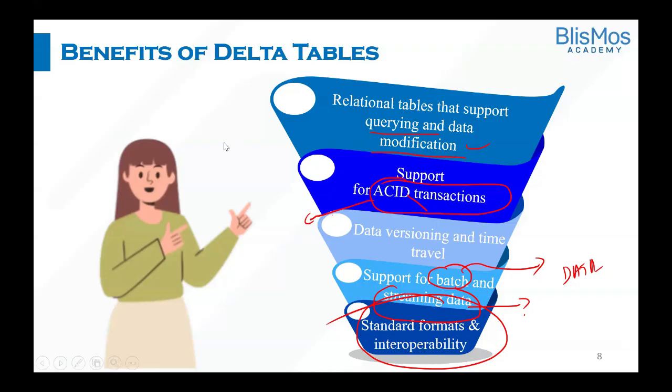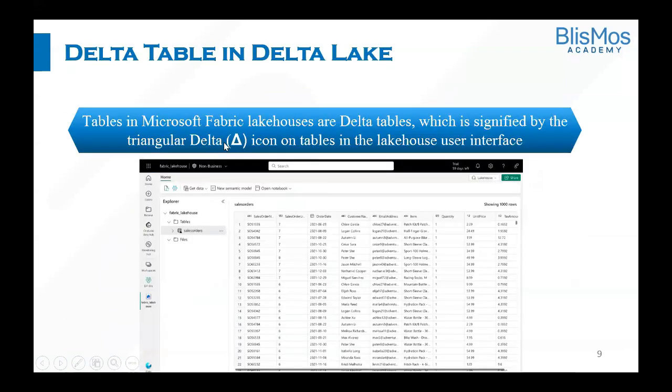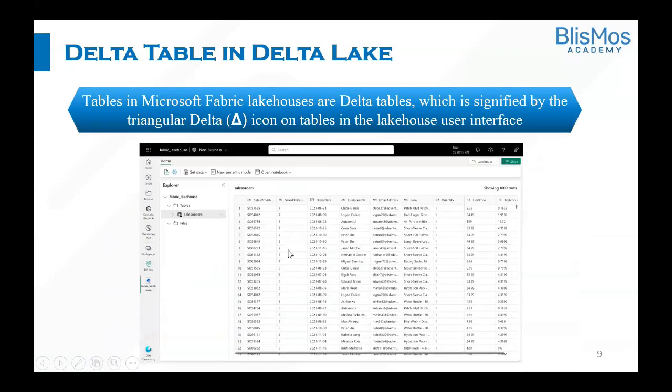Now that we understood the benefits of the delta table, delta tables in the Lakehouse are signified by a triangular delta icon. You can see here. I don't know whether you guys are able to notice it or not. You can see I am hovering. The delta tables are signified by the triangular delta icon. This is the triangular icon in the table. When you create the delta table, this is how they look.